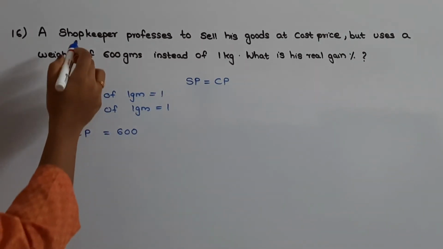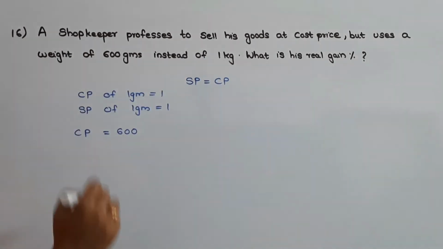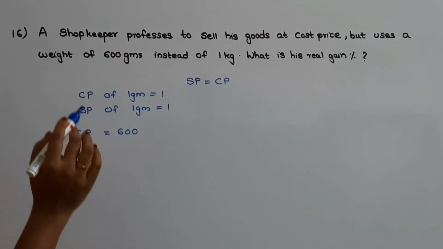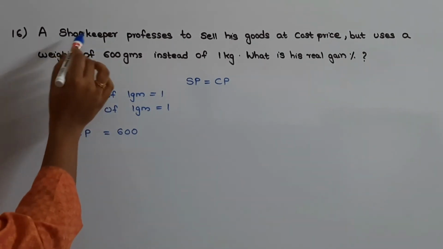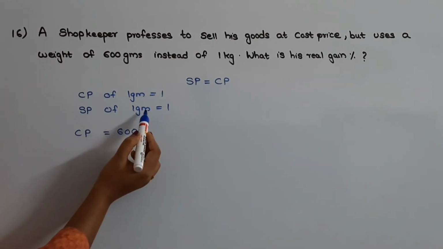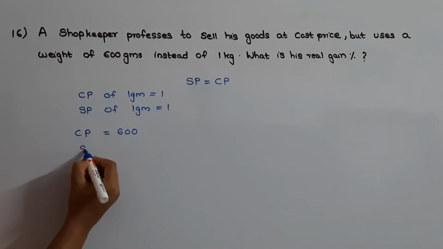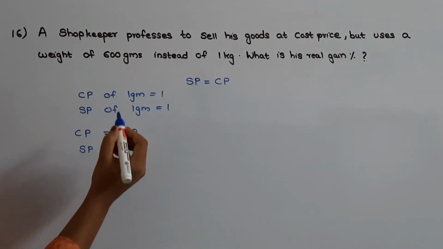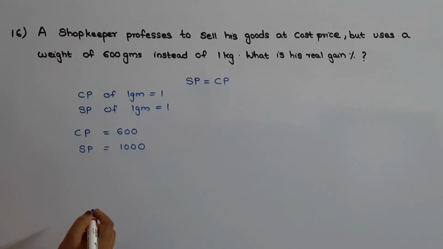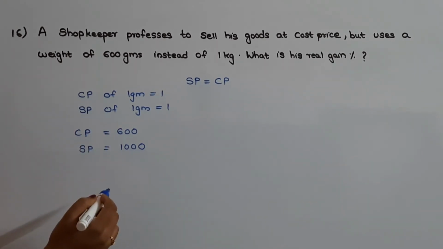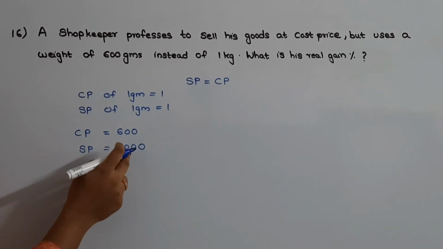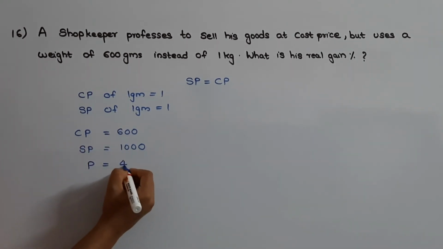Now the shopkeeper is getting the money for 1000 grams. The customer is paying him for 1000 grams, which means the selling price of the shopkeeper is for 1000 grams. The selling price of 1 gram is 1, then the selling price of 1000 grams will be 1000 into 1, that is rupees 1000. Now what will be the profit? Profit is equal to selling price minus cost price, that is 1000 minus 600, that is 400.